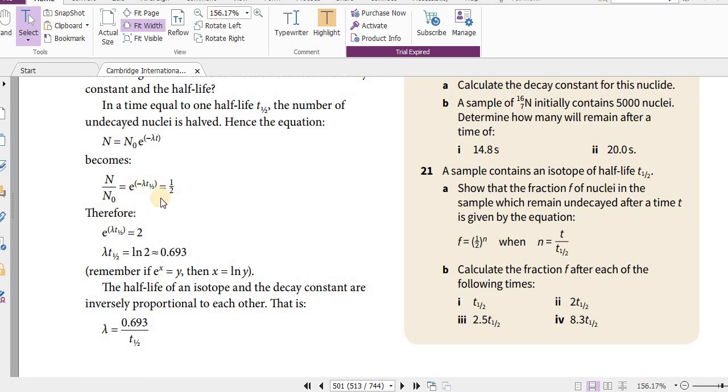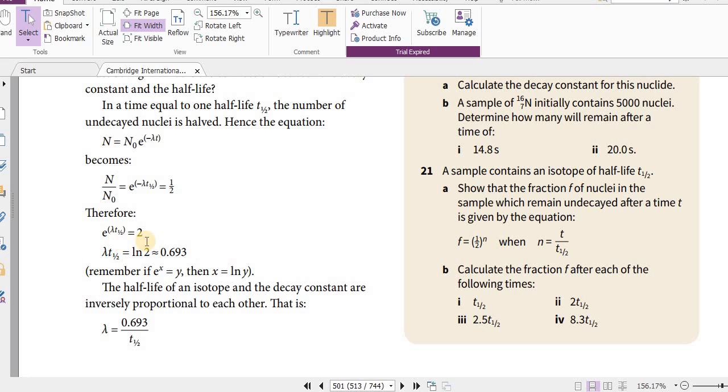Now you can rewrite this. So remember, here the power is negative, you can make it positive. So it will be 1 over e to the power lambda t half is equal to 1 over 2. If you take the reciprocal on both sides, you will get this. Or simply you can flip this fraction and make this power positive. Then we use natural logarithm on both sides of this equation, ln. Then you can convert this into this.